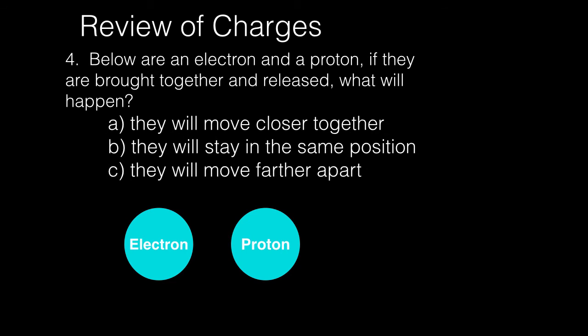Okay, number 4, it says below are an electron and a proton. If they are brought together and released, what will happen? So if we look at the charges here, we have an electron which is a -1 charge and a proton which is a +1 charge. And so now we have opposite charges, and opposite charges attract each other. If you release them, these two particles would come together. And so the answer here is they will move closer together.